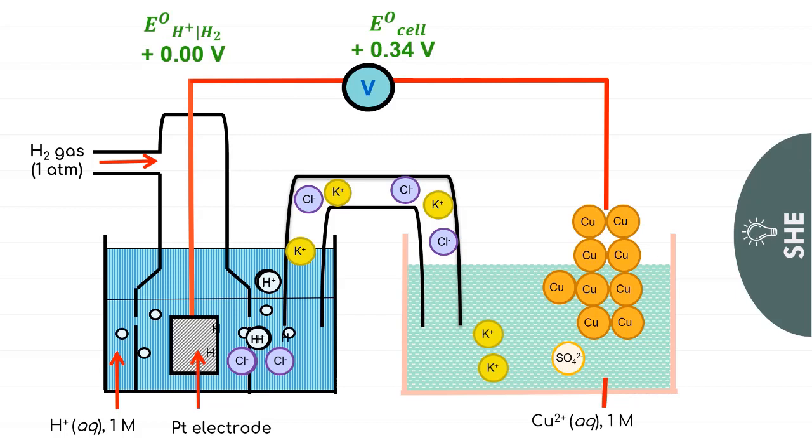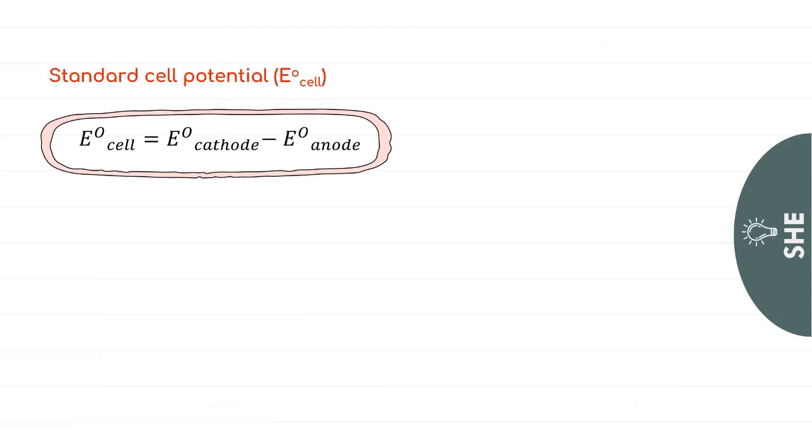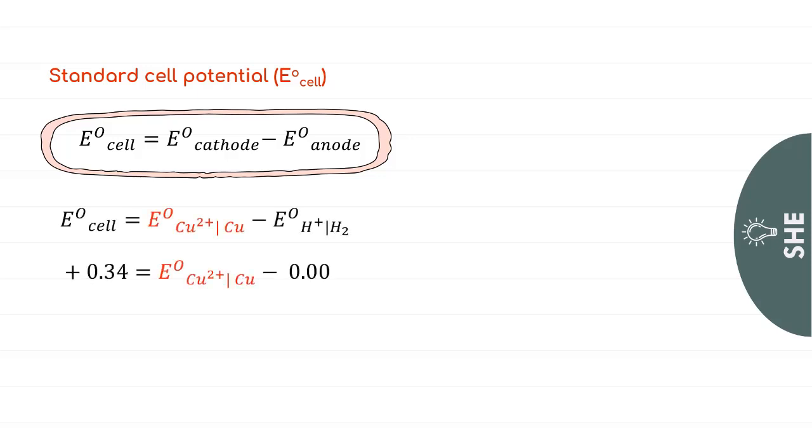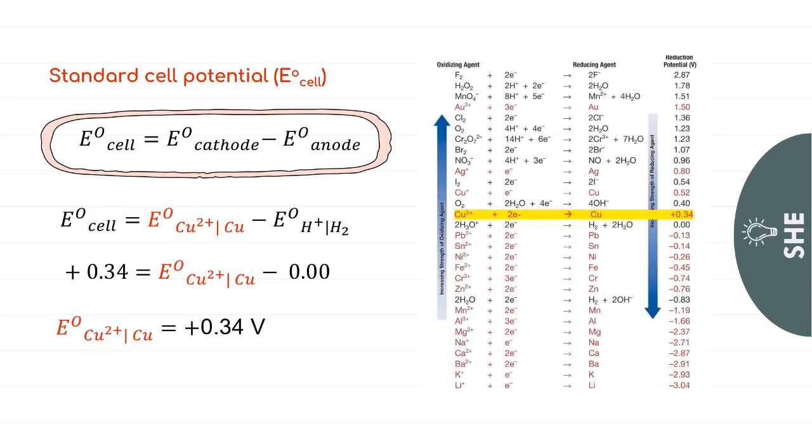Now, we are going to find the electrode potential of copper. The same formula as in zinc will be used to determine the electrode potential of copper. Simply substitute the values into the formula. Finally, we get the electrode potential of copper, which is positive 0.34 volt. This value is one of the elements that make up the standard reduction potential, SRP, table.